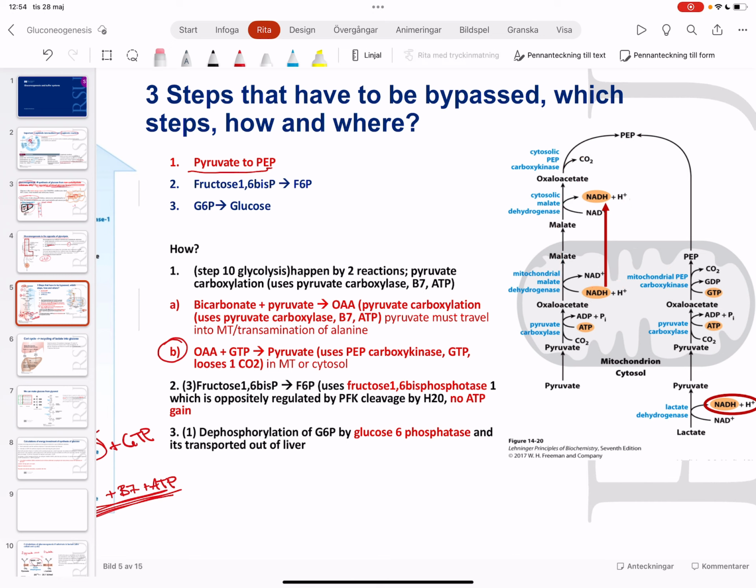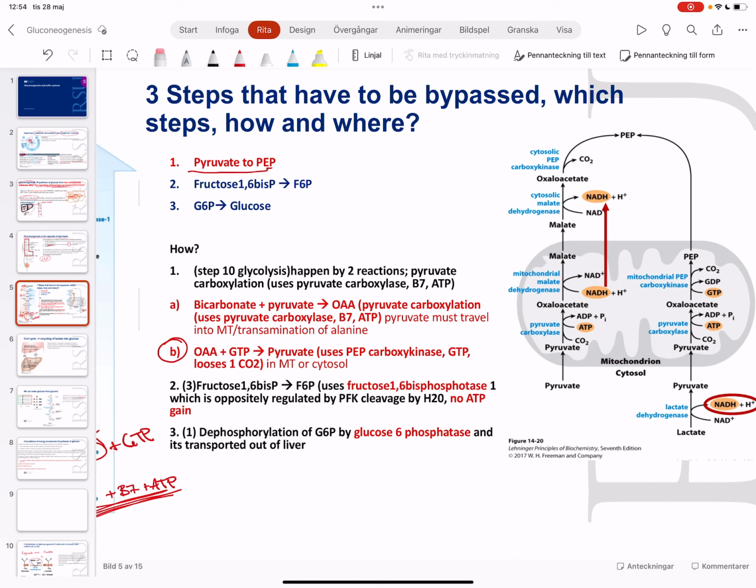The second step that we have to bypass is step number 3 of glycolysis, when we go from fructose 1,6-bisphosphate to fructose 6-phosphate. We will do that with the help of fructose 1,6-bisphosphatase 1. I don't know why I didn't highlight it red, but yeah, 1. And this is oppositely regulated by phosphofructokinase. It is a cleavage by water, and there's no ATP gain here.